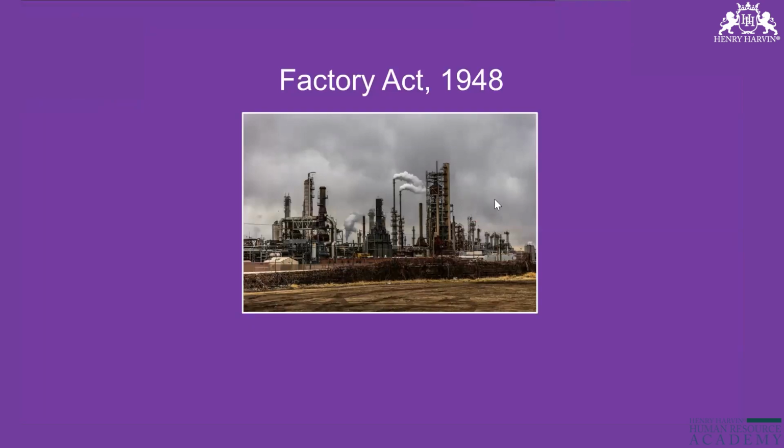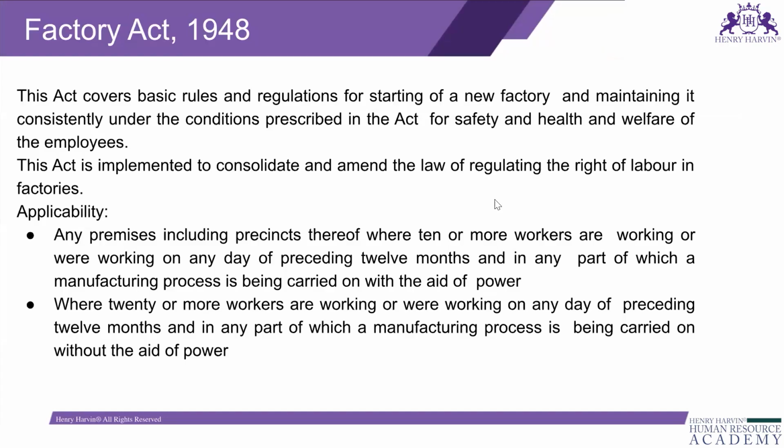Factories Act 1948. This act covers basic rules and regulations for starting a new factory and maintaining it consistently under the conditions prescribed in the act for the safety, health and welfare of the employees. The act is implemented to consolidate and amend the law regulating the rights of labor in factories.